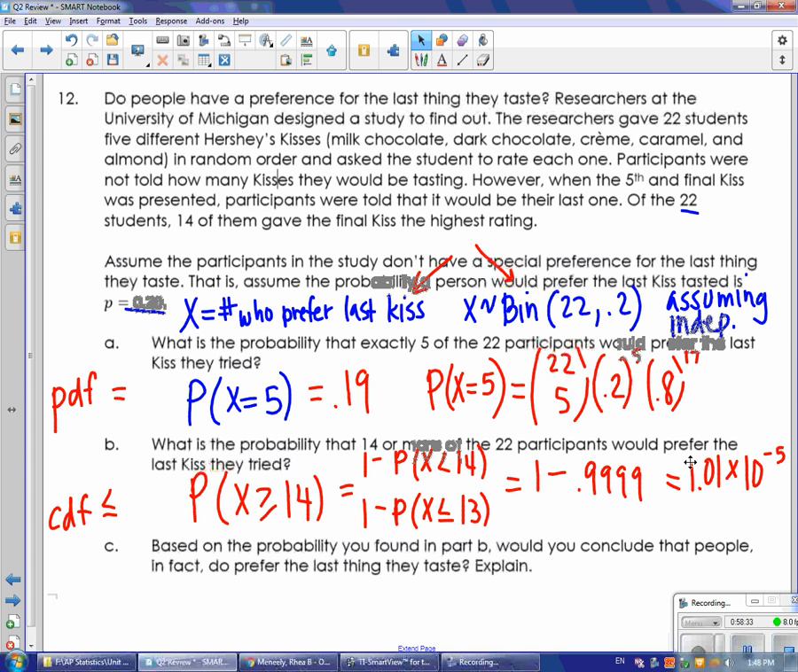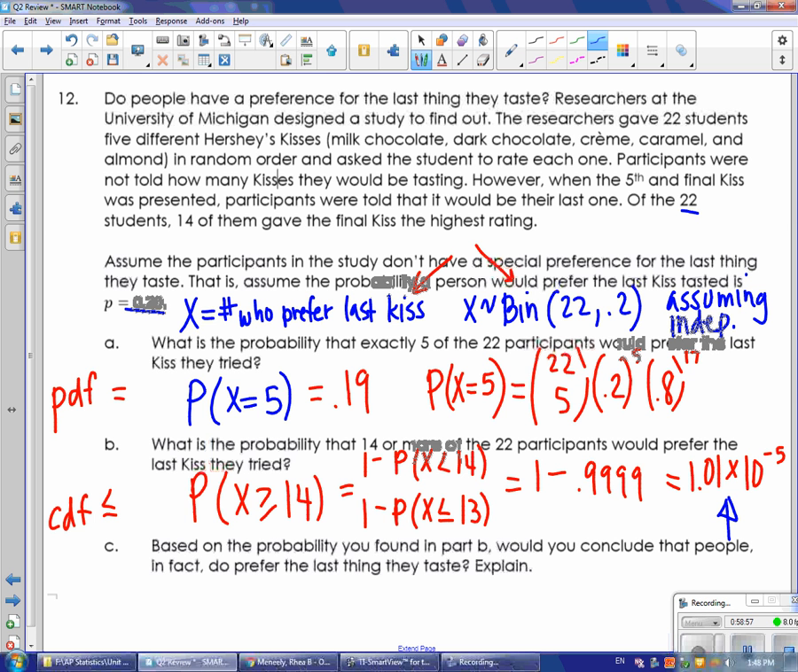And so obviously it's really, really unlikely to have a situation where you have 22 people, you do this experiment with them, and 14 of them prefer the last kiss. The likelihood of that happening just by chance alone, of it being just a coincidence, is almost 0. It's very, very unlikely for that to happen by chance alone.